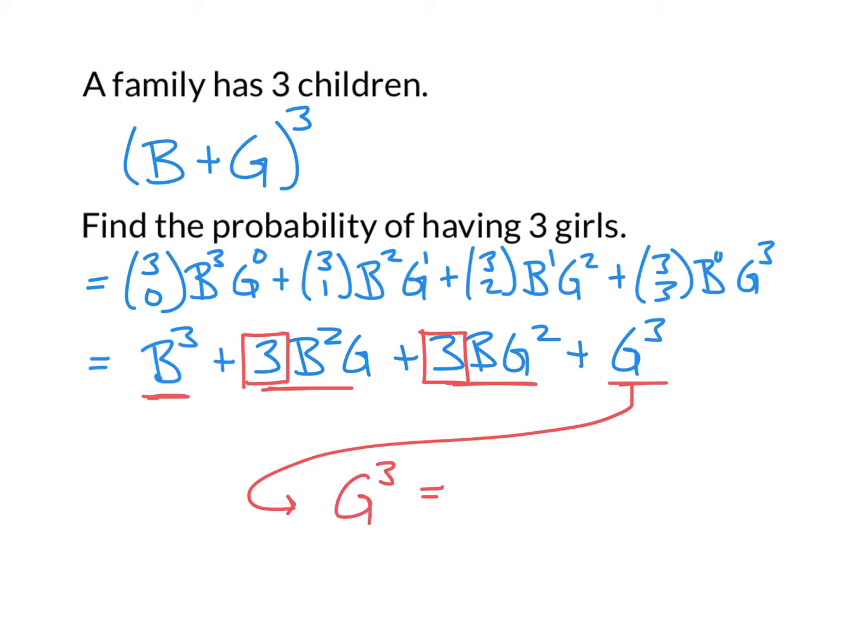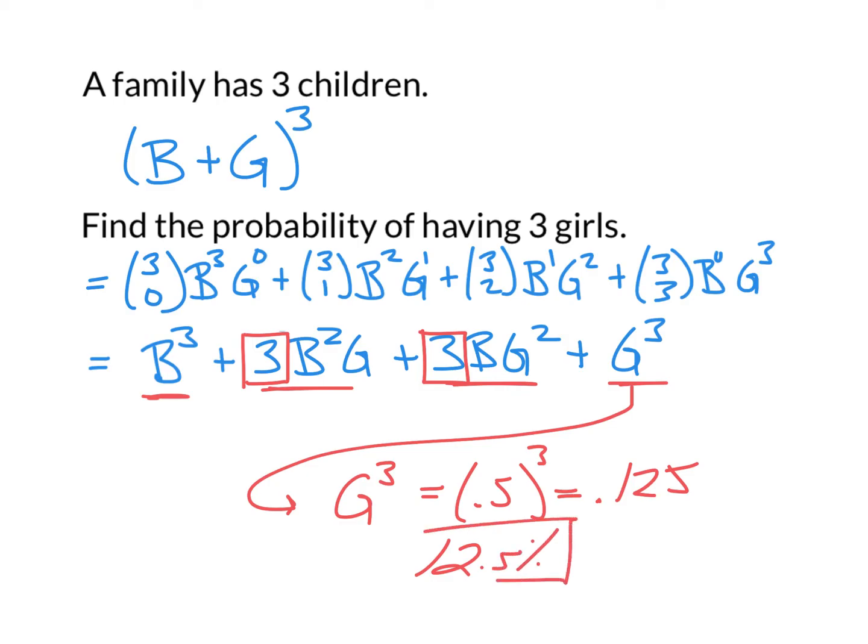How we will calculate that is just by inserting the probability of having a girl. And since having a girl is equally as likely as having a boy, that probability is 50%, or 0.5. And 0.5 to the third is 0.125, meaning that there's a 12.5% chance that a family with 3 children would have all 3 of them be girls.